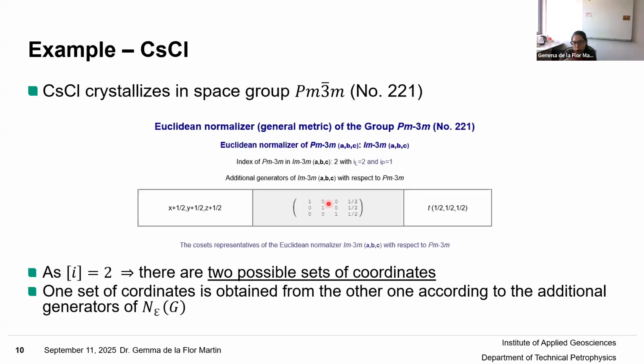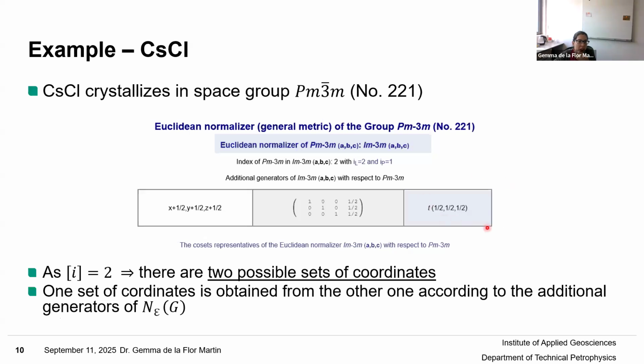So let's go back to the example of sodium chloride. Using one of the programs available in the Bilbao Crystallographic Server, the program NORMALIZER, we can determine the Euclidean normalizer of the space group of this structure. The Euclidean normalizer of the space group Pm-3m is shown here, and the index in this case is equal to 2. This means that there are 2 possible sets of coordinates. The additional symmetrically equivalent descriptions are obtained from the original one by applying the additional generators of the Euclidean normalizer.